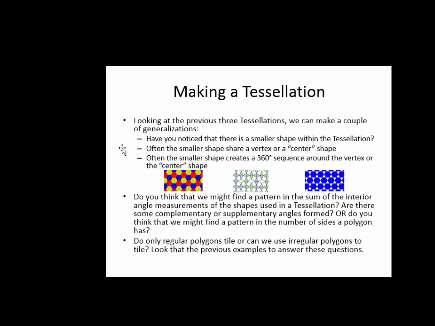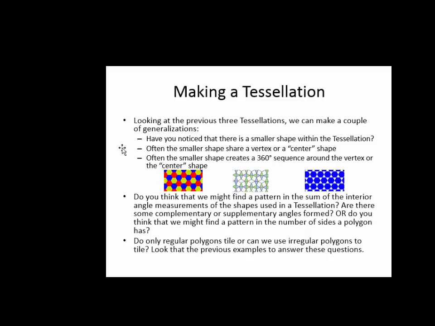Now, do you think that we might find a pattern in the sum of the interior angle measurements of the shapes used in these tessellations? Interesting, huh, to think about. Are there some complementary or supplementary angles formed by these tessellations? Possibly. Or do you think we might find a pattern in the number of sides a polygon has?